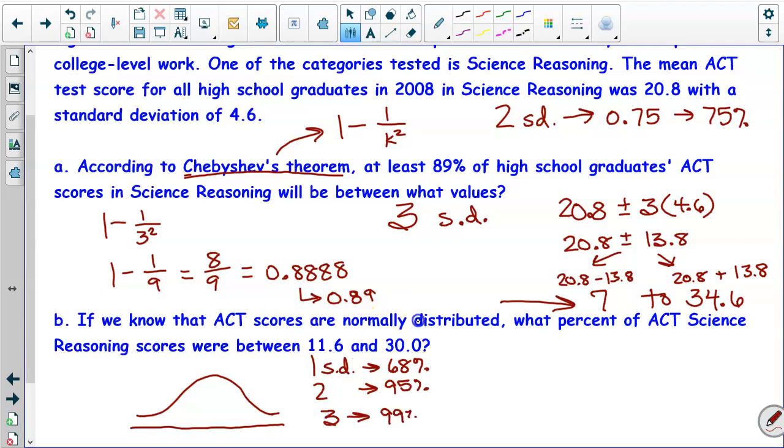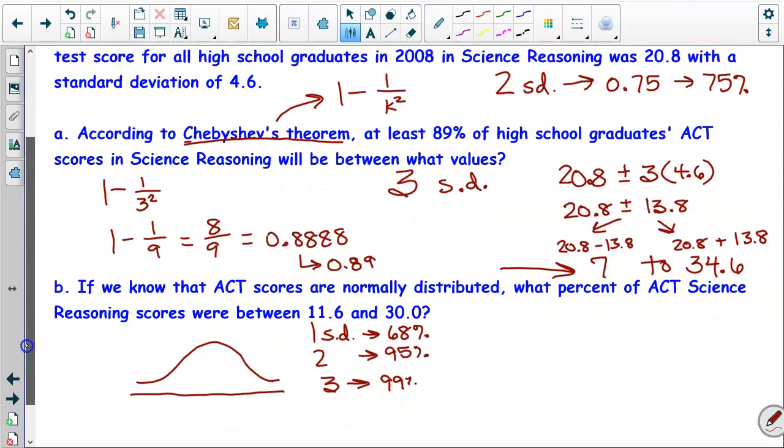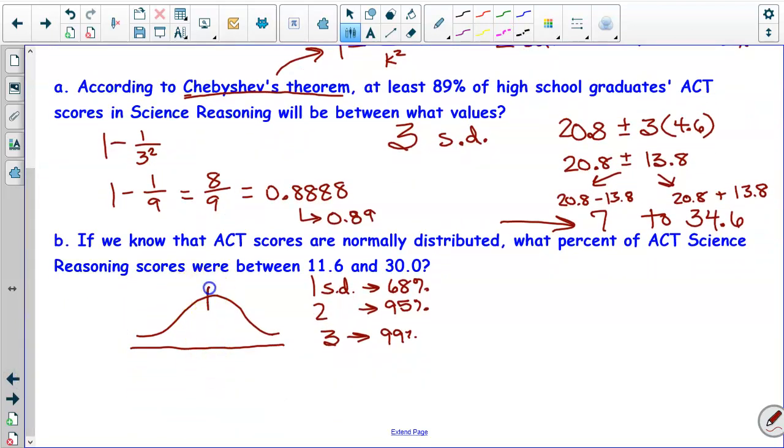So let's see. If it's normally distributed, what percent are between 11.6 and 30? Will I get those numbers if I just add and subtract? I don't know. Let's look. If the middle is 20.8, I'm trying to get to 11.6 and 30. So I'm going to subtract 4.6. Well, if I subtract 4.6 one time, what do I get? 16.2. If I subtract 4.6 again, what do I get? 11.6. Yay!